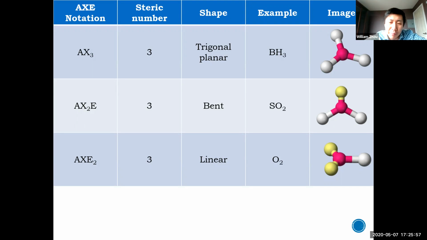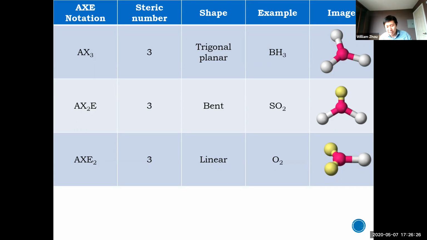and the molecule eventually becomes bent. All right, and the last possibility for 3 steric number will be AXE2. You still have 3 things, it's just that now 2 of those things are lone pairs and only one of them is a bond. And this will be linear because the 2 lone pairs become invisible. You only see 2 atoms bonded to each other. Example will be oxygen. And again, it's similar to hydrogen.